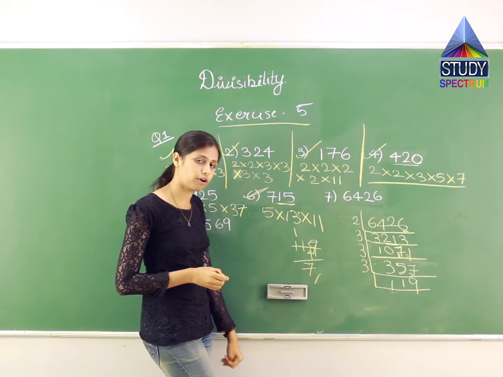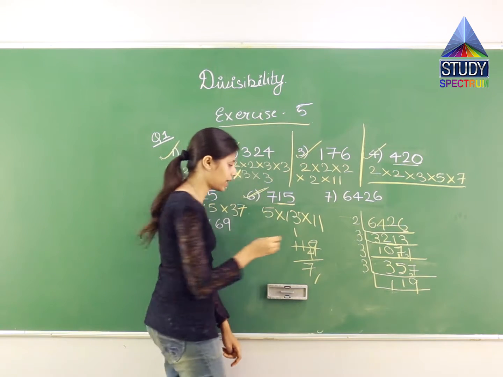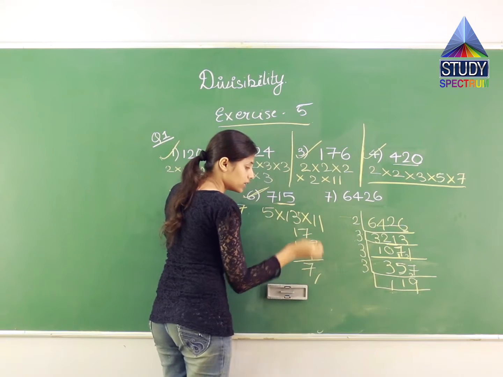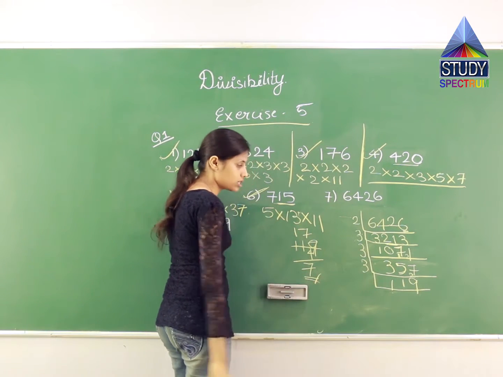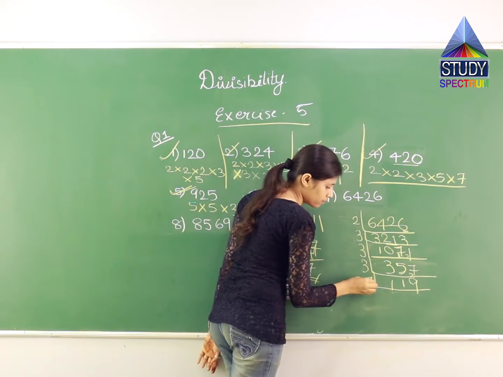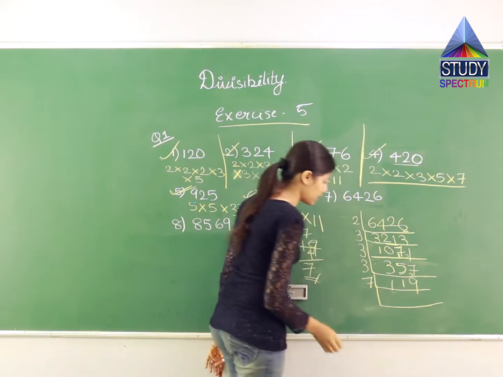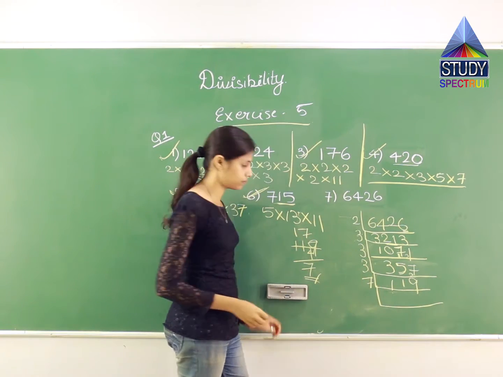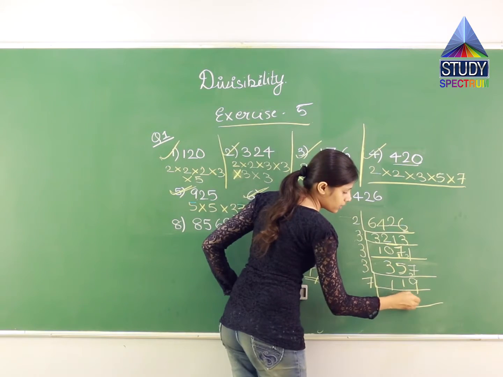7 के table में 49 आता है. 7 7s are 49, right? So I get 7 over here. So it is divisible by 7, so I'll divide it by 7. After dividing it by 7, I'll get the answer as 17. So that 17 I'll write it over here.